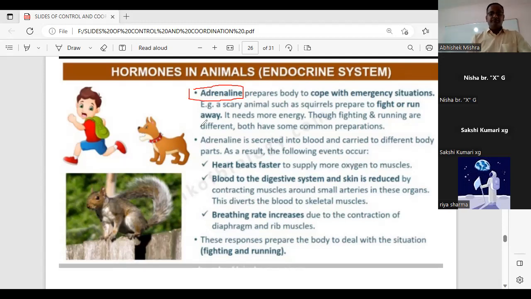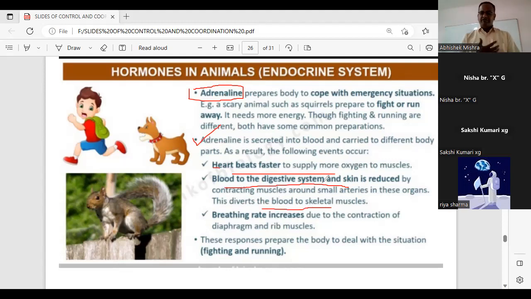And what is the role of this adrenaline? This adrenaline is secreted into the blood and is carried to the different body parts. As a result, the following events occur. The heart beats faster. Why does the heart beat faster? Because we know that the heart supplies oxygenated blood throughout the body, so the heart beats faster to supply more oxygen. Blood to the digestive system and the skin is reduced by contracting, and this diverts the blood to the skeletal muscles because we have to run.